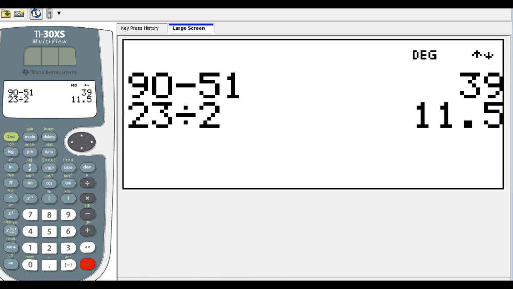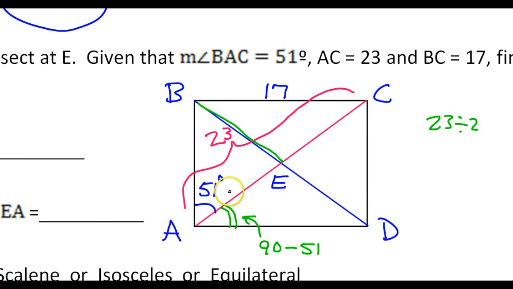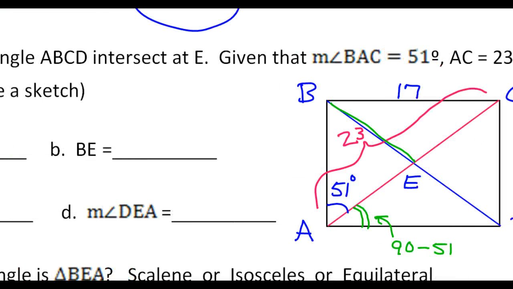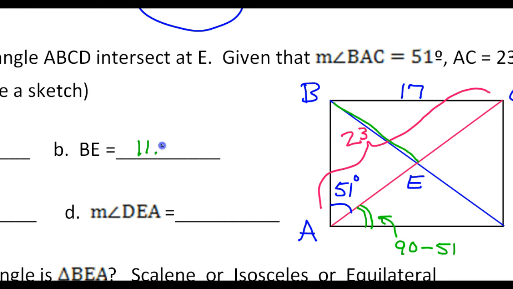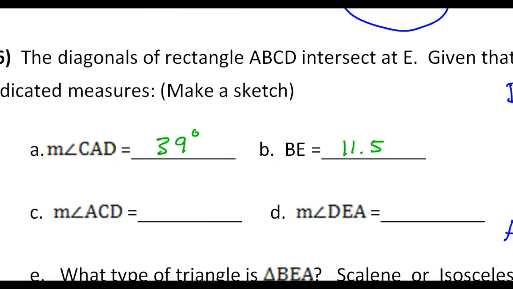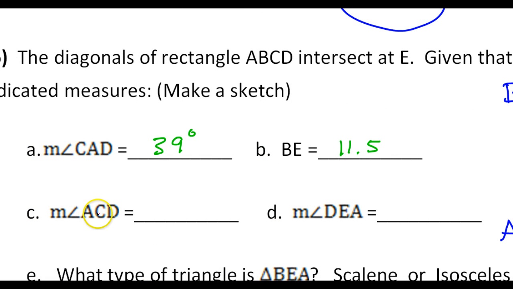So that is 11.5. Alright, so BE is 11.5. Which, by the way, means all four of these pieces are 11.5. Alright, next we're supposed to find the measure of angle ACD.